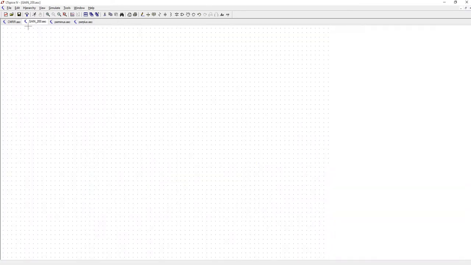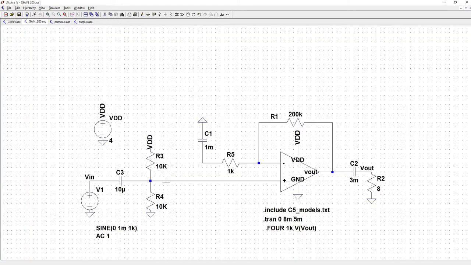Let's look at the gain of 200. So here it's the exact same circuit. The only difference is that the resistor in the feedback has gone from 20K to 200K. So that when we do 200K divided by 1K, we get a gain of 200. We still got our 8 ohm speaker load here. And let's simulate it and see what happens.